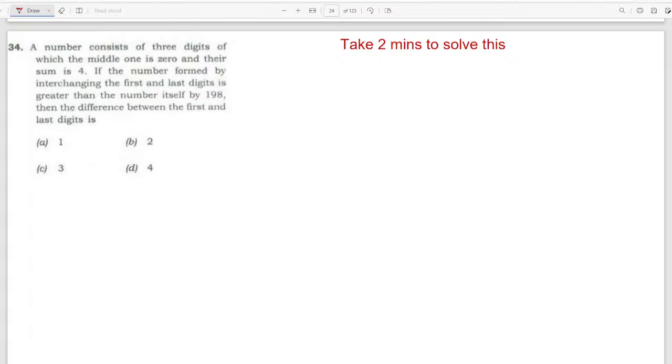Here. So a number consists of 3 digits of which the middle one is 0 and their sum is 4. If the number formed by interchanging the first and last digit is greater than the number itself by 198, then the difference between the first and last digit is? So a number consists of 3 digits, of which the middle one is 0. So I'll take it as A, 0 and B, and their sum is 4. It's the sum of the digits, that is A plus 0 plus B is 4. A plus B is 4.